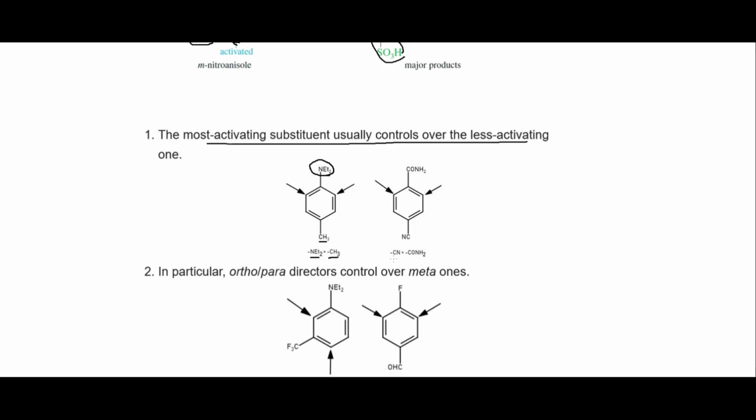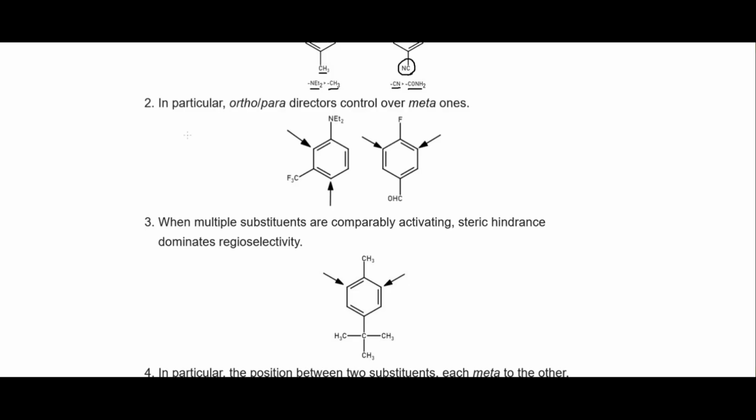Whereas if we have something like this, where we now have 2 deactivators, what we see is this stronger deactivator right here is going to win out over this weaker deactivator, so these are going to get added meta to this stronger deactivator right here. Then number 2 here, in particular, the ortho and para directors control over the meta ones. So again, we see here, if we have this ortho-para director, then it's going to add ortho and para to it. And over here, where we have this meta director and this ortho-para director right here, we're going to add ortho and para to the ortho-para director.